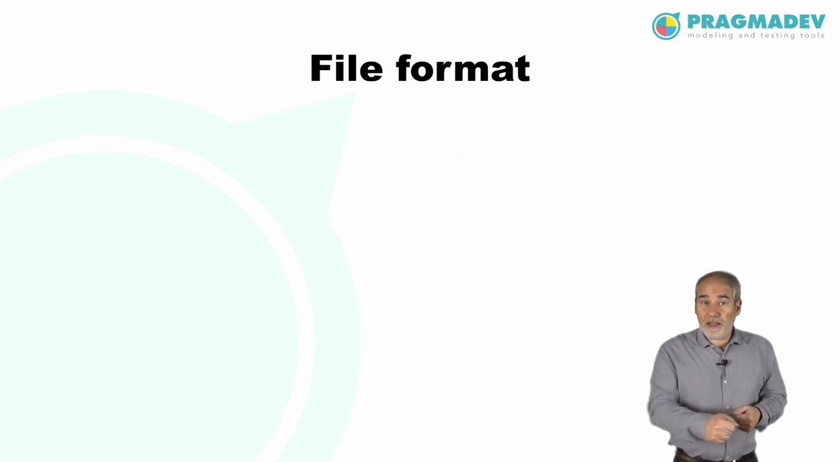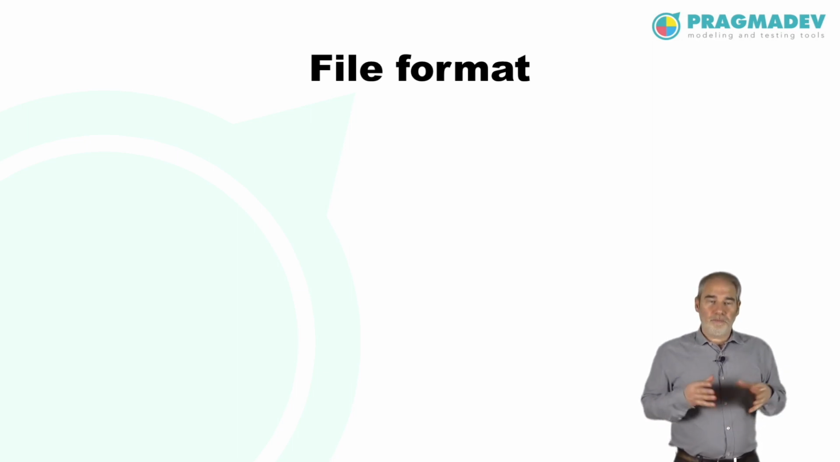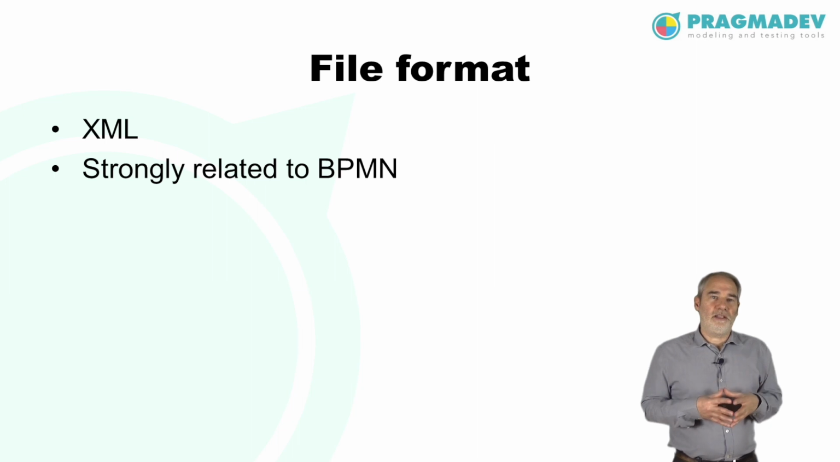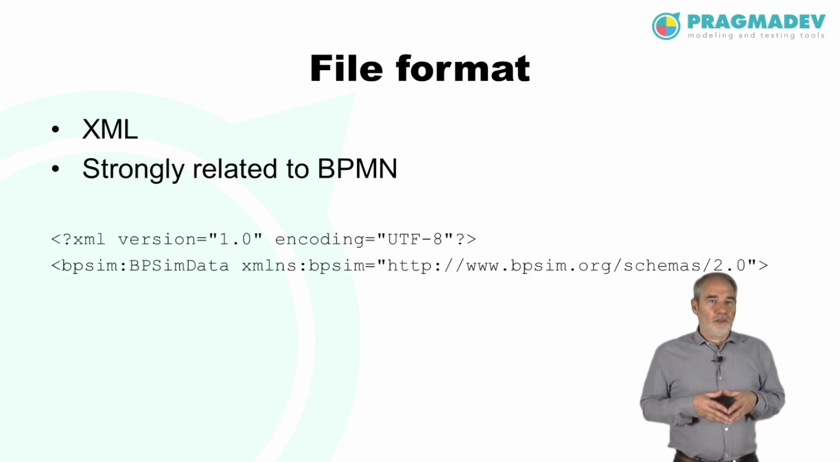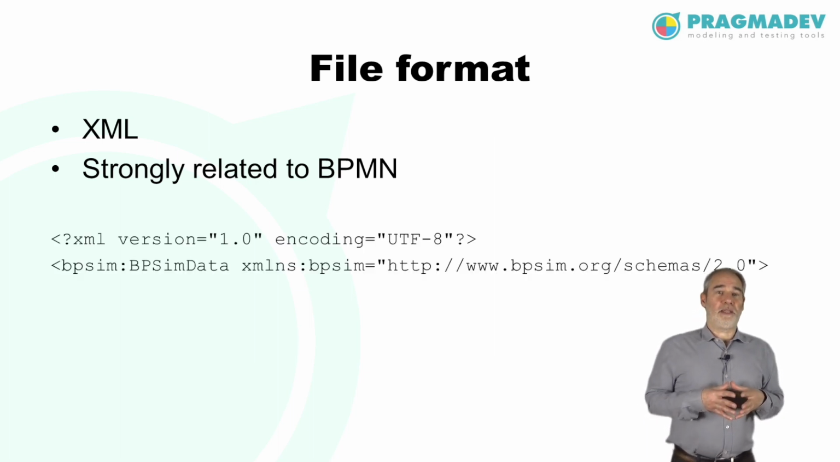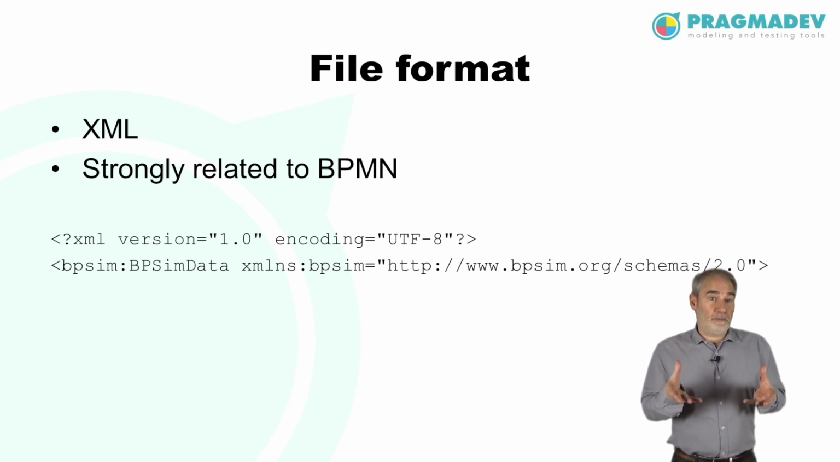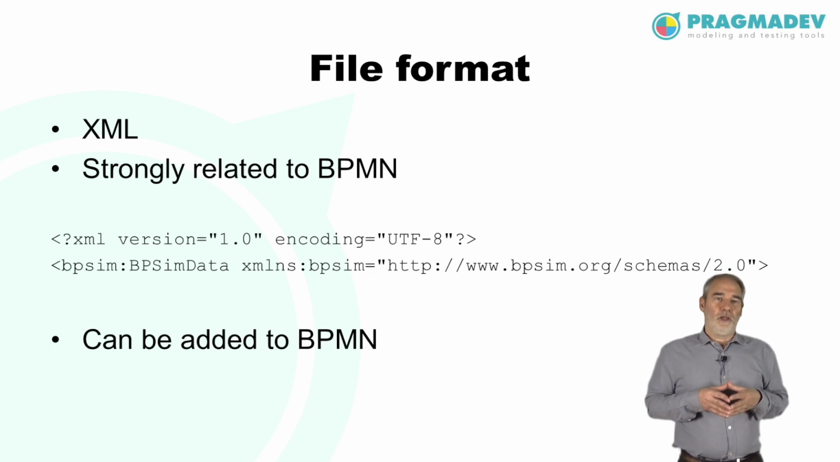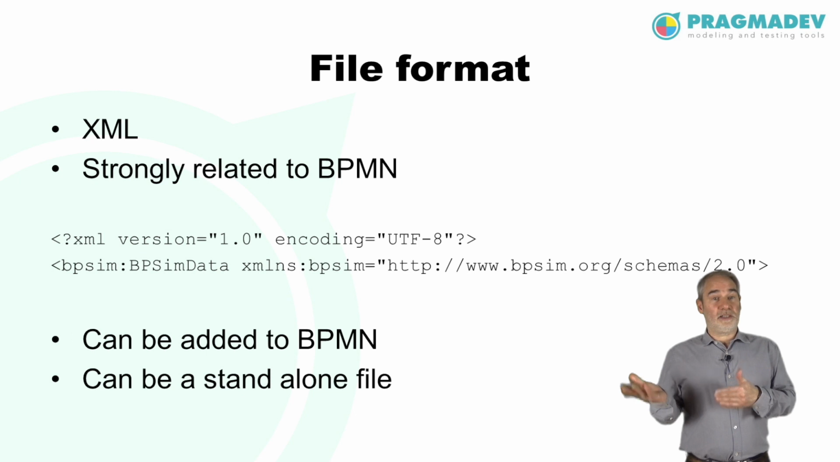Let's now have a look at the BPSim file format in more detail. First, it is based on XML, so it is pretty legible by a human. It is strongly related to BPMN as it adds the simulation information to an existing BPMN element. So the first lines we will read in a BPSim file show that it is XML based and the schema can be found on the bpsim.org domain. The BPSim information can be added to a BPMN description or it can be in a standalone file.